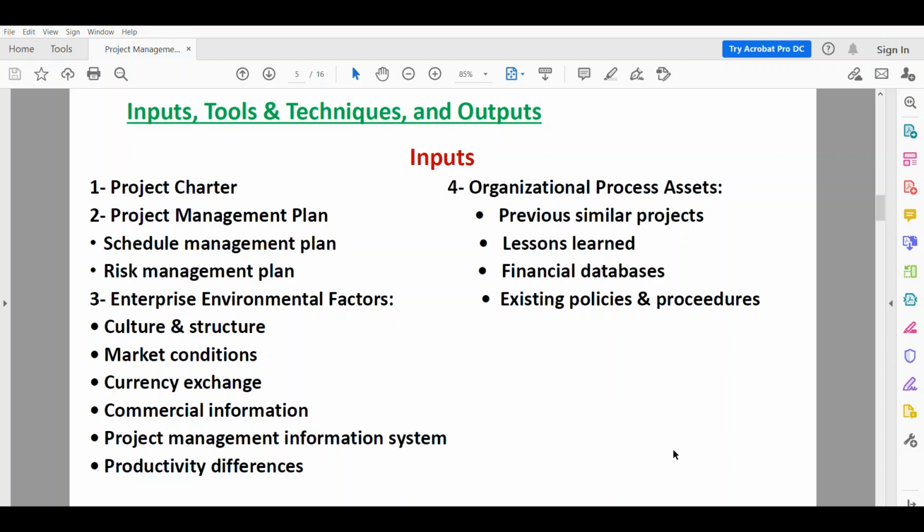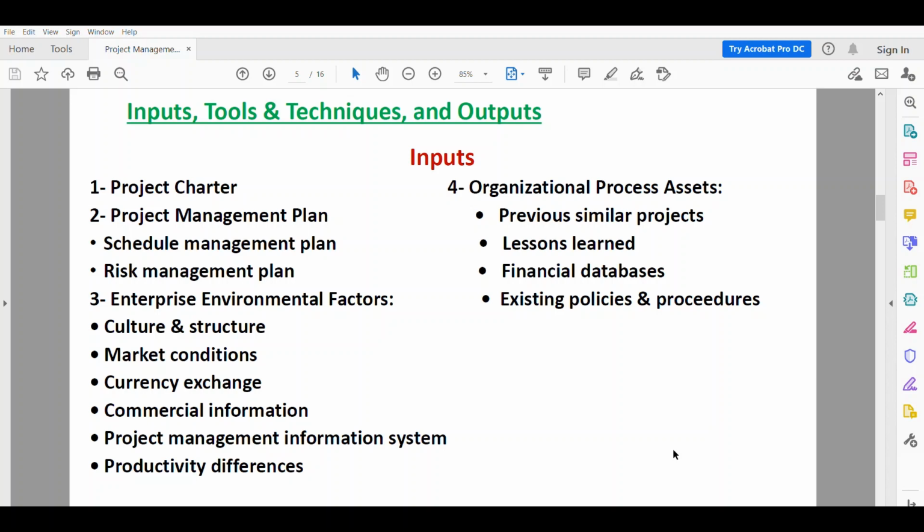The fourth one is the published commercial information, which we can find in literature or online, or in company literatures. And the fifth one is the project management information system, which provides alternative possibilities for managing cost.